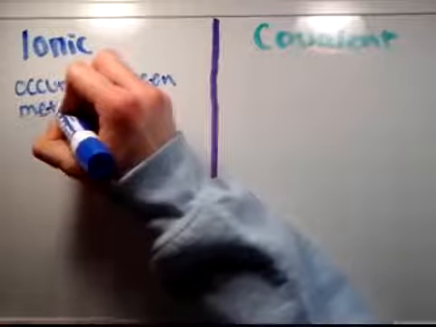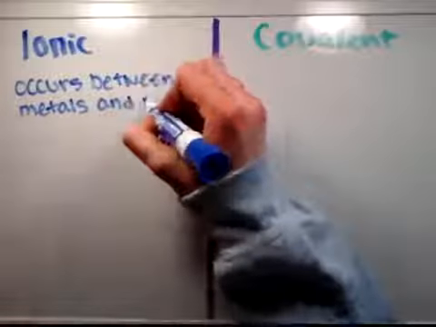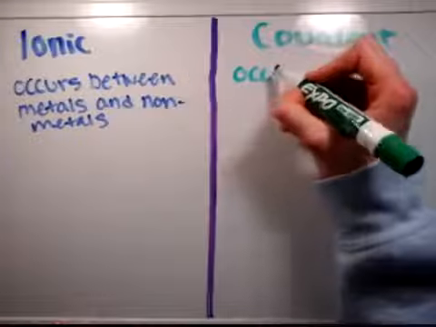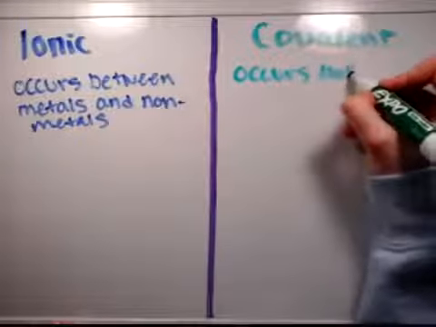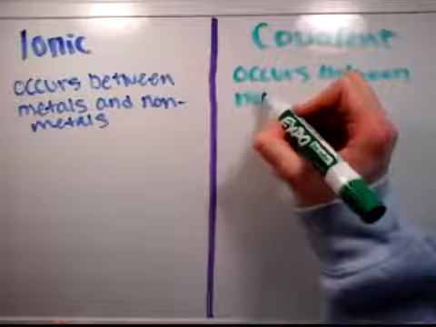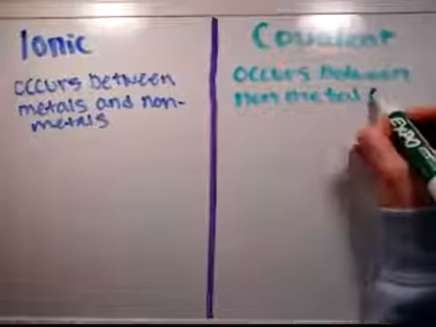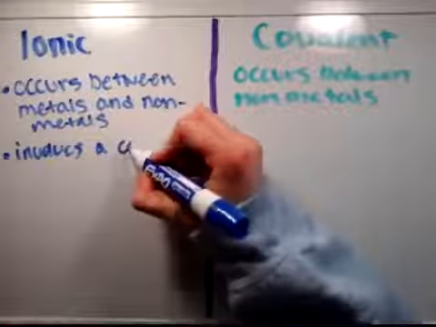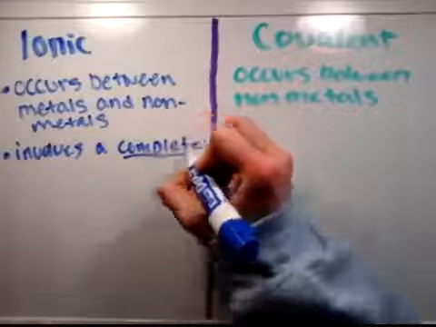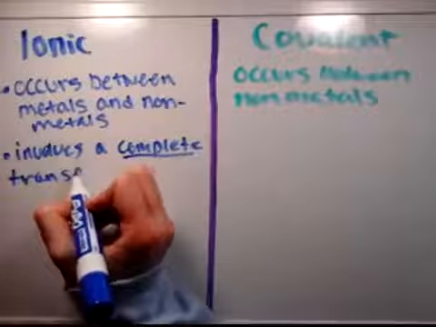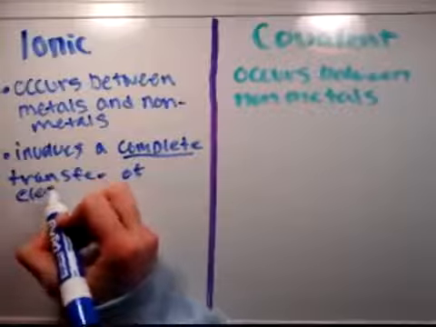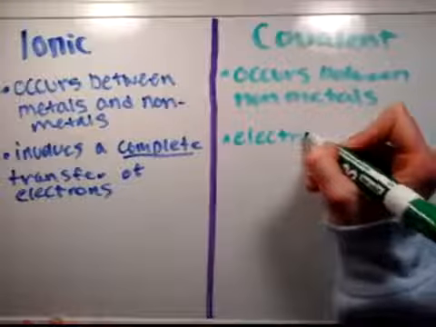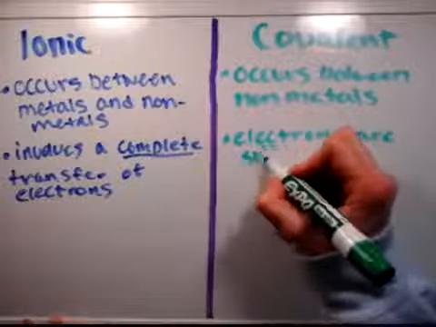Ionic bonding occurs between metals and nonmetals typically. Covalent bonding occurs between nonmetals. Ionic bonding involves the transfer of electrons from the metal to the nonmetal. In covalent bonding, electrons are shared between the two atoms.